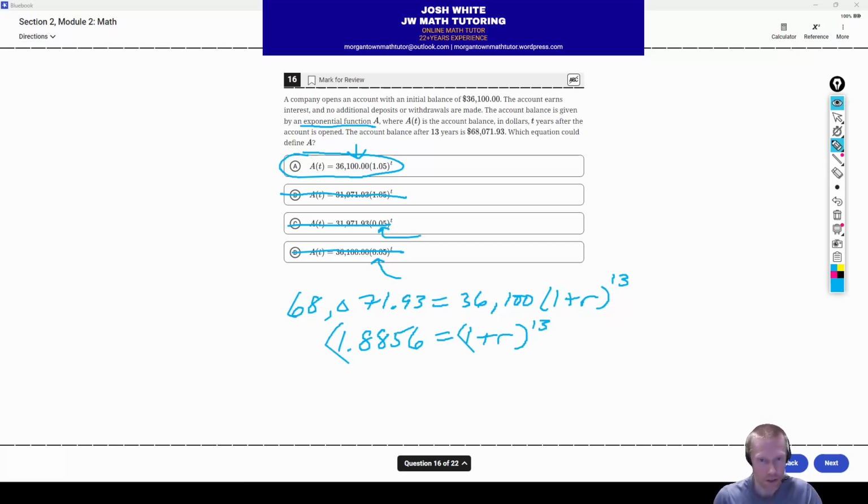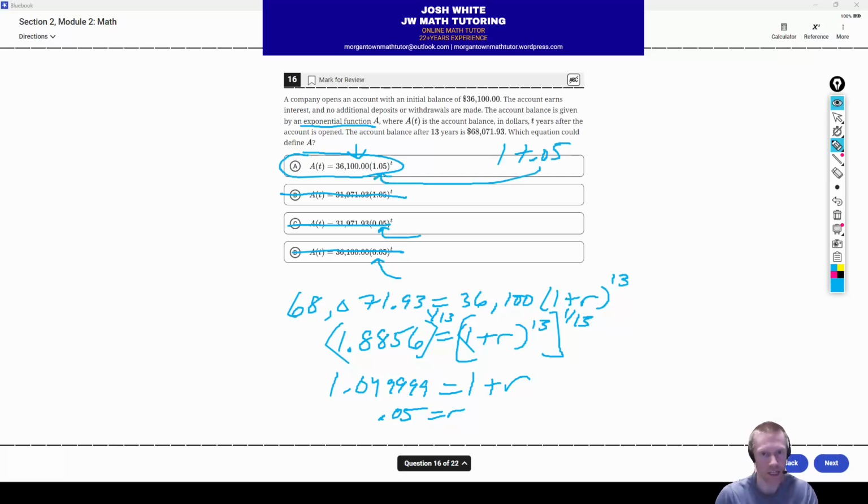And now the way you cancel this out is you would raise both sides to the 1/13th power, because the 13 and the 1/13th will cancel out and just make 1. So you end up with 1 plus r equal to 1.049999. If you don't round at all during the process, it should probably come out to 1.05. But here you can see r is essentially just 0.05. So now, if you go back and plug that in, 1 plus 0.05 makes 1.05, and that confirms that this is the correct answer.